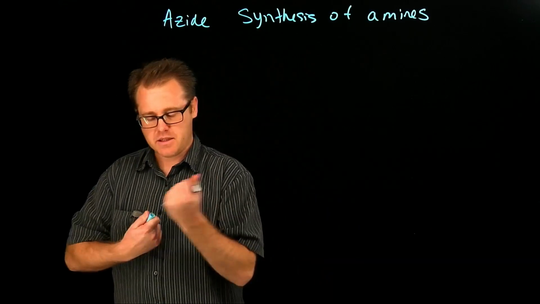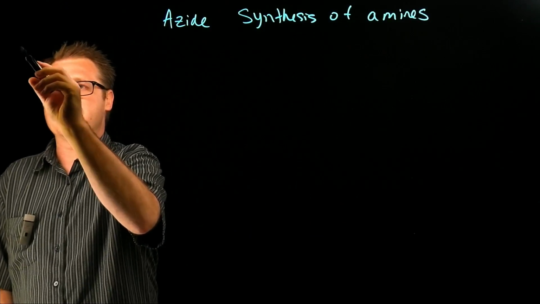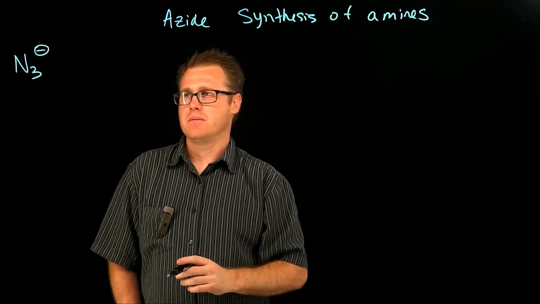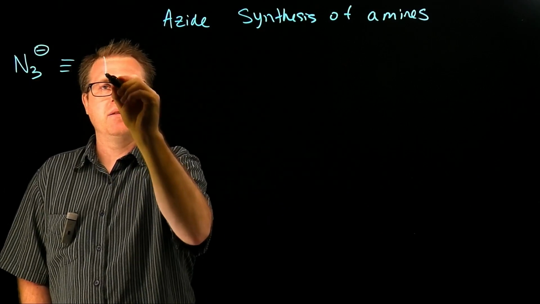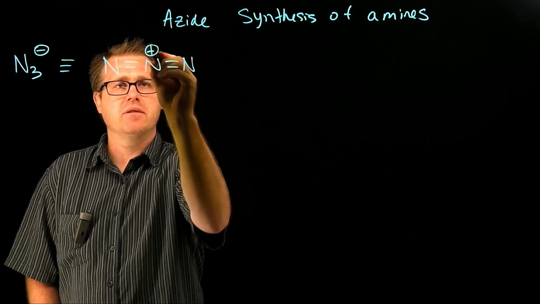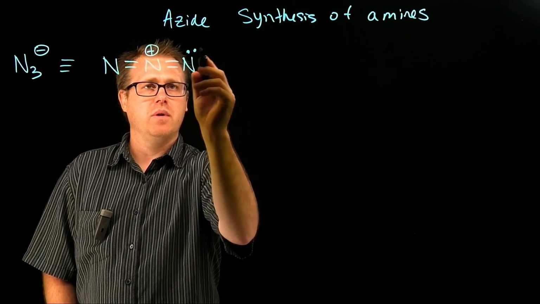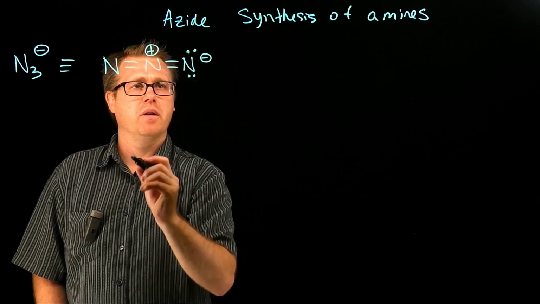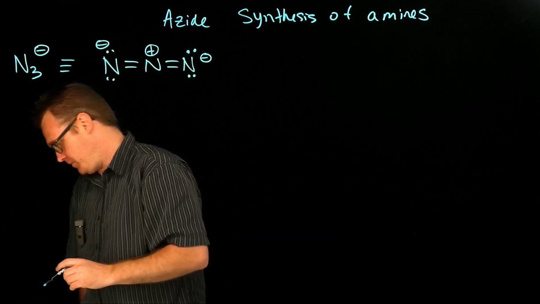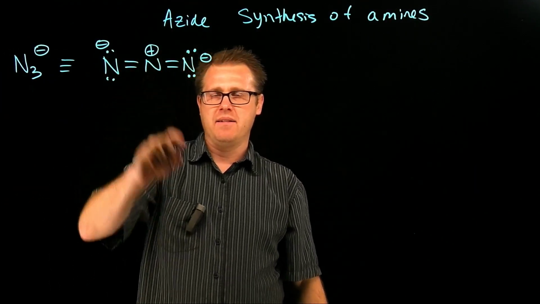Well, hello class. Let's take a look at an azide. And we have an azide, which is N3 minus. And that azide, when you look at its Lewis structure, looks like this, just like that. So I can draw it like this or expand it out like that.